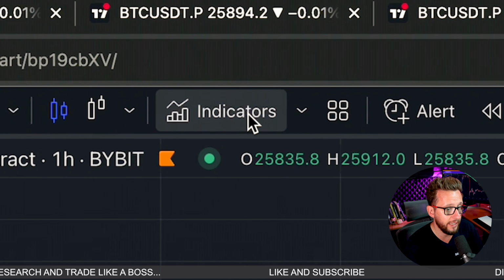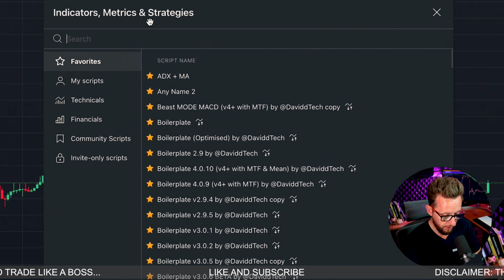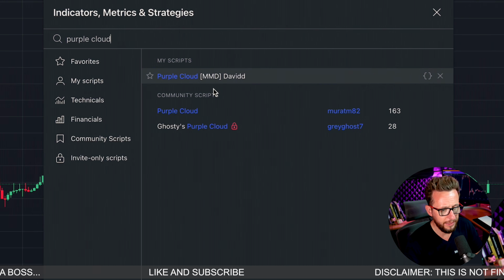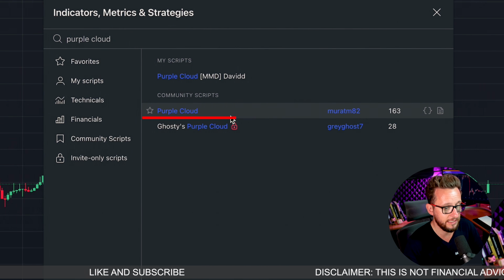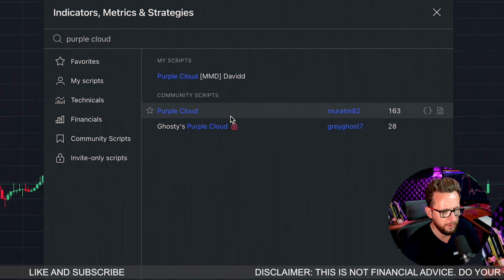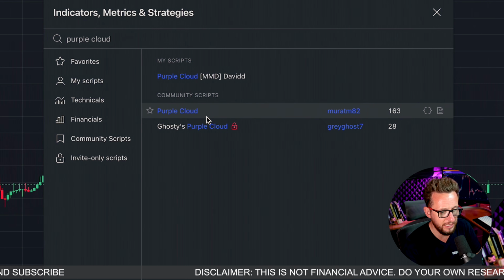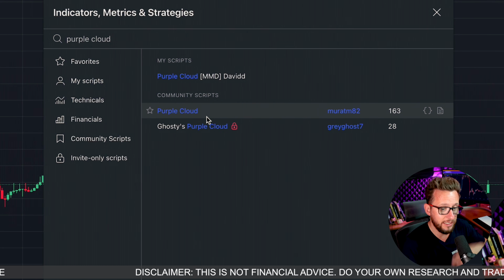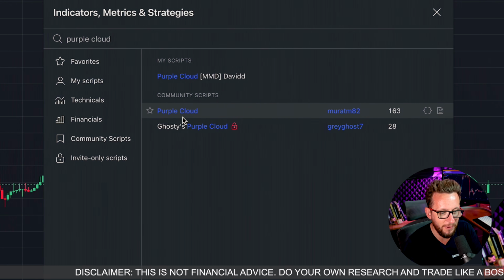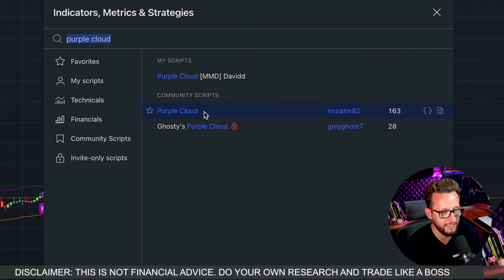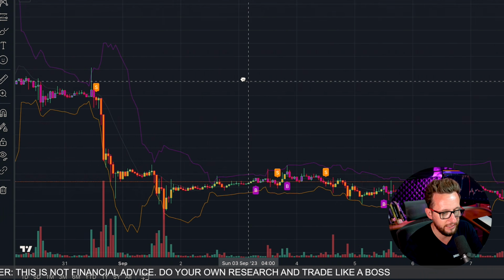We're going to go up to indicators up here and we're going to be searching for the purple cloud, and it probably will be the only one you'll find as it is the only trading strategy on the community scripts at the moment. There is another one just there. Oh, bummer. I didn't realize. Now there's two. Okay, so it's the purple cloud, which is the first one here. We're going to add this here. And that's going to add this indicator here.